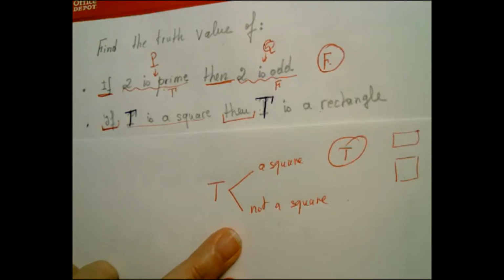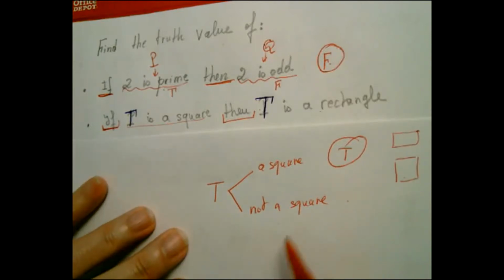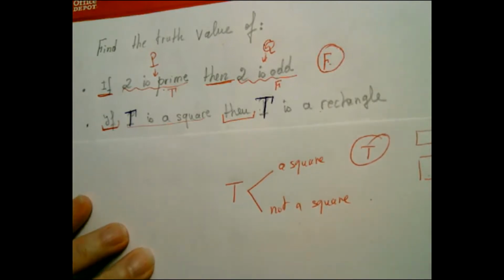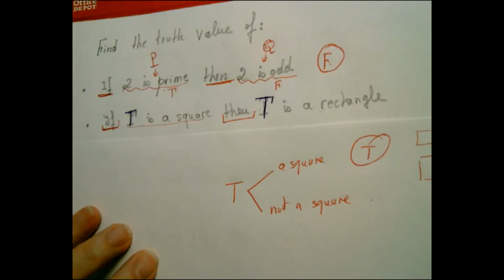Wait, if T is not a square, then T is a rectangle, then it would be false, right? What do you think? Anybody else? Oh, wait. If T is not a square, then it could be a rectangle, or it could not be. Yeah, but will my statement be true or false? Who wants to argue whether my statement is true regardless? I'm saying the statement is false because you could have. All right. The statement is true.